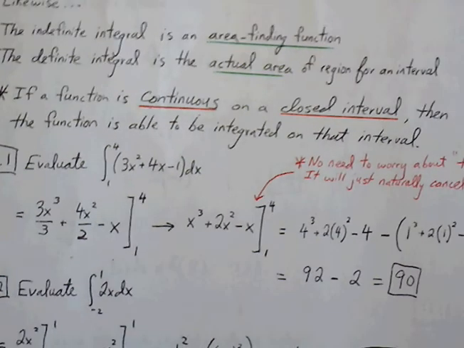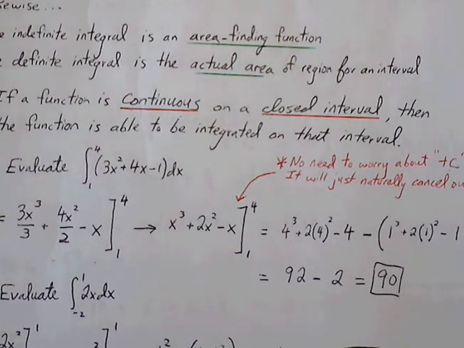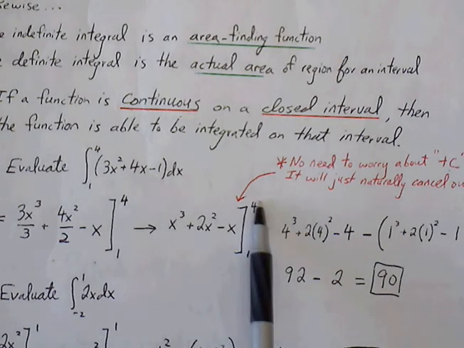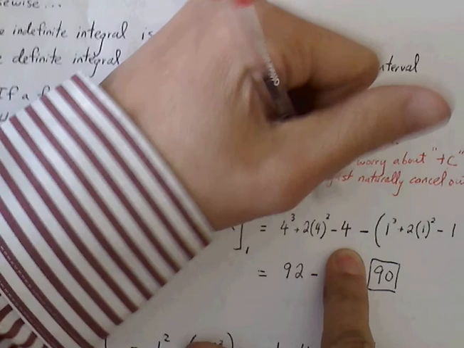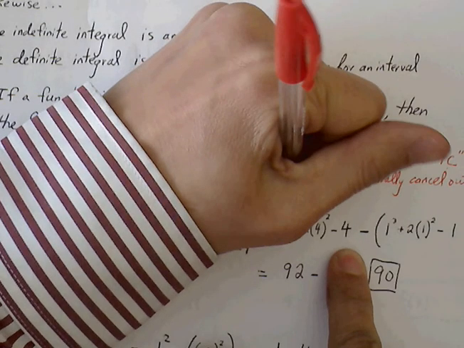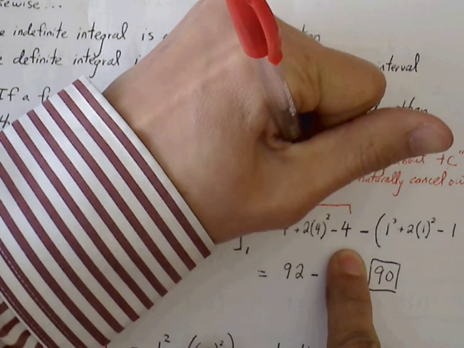Okay, so first we plug the upper bound. Upper bound 4 gets plugged in for every x that you see. So we get 4 cubed plus 2 times 4 squared minus 4. So all this represents f of b.